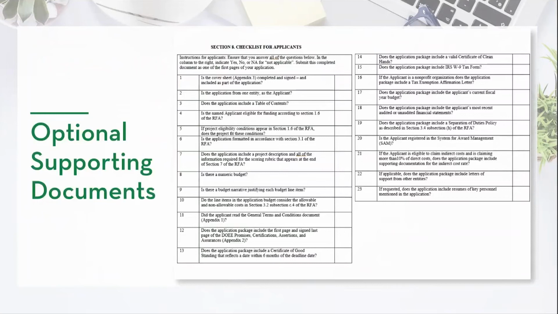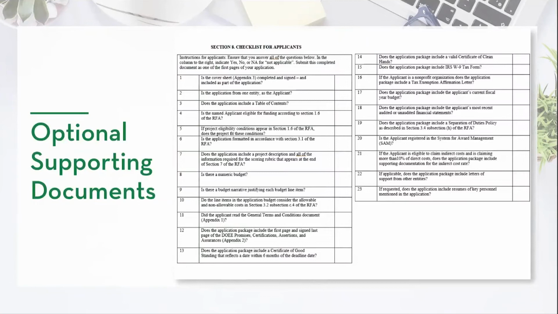Lastly, the DOE RFA includes a checklist for applicants for you to make sure that you are providing everything needed to make your application package complete and eligible for review. Some of the items on the checklist include: is the application from one entity as the applicant? Is the cover sheet, Appendix 3, completed and signed and included as part of the application? Is there a numeric budget?